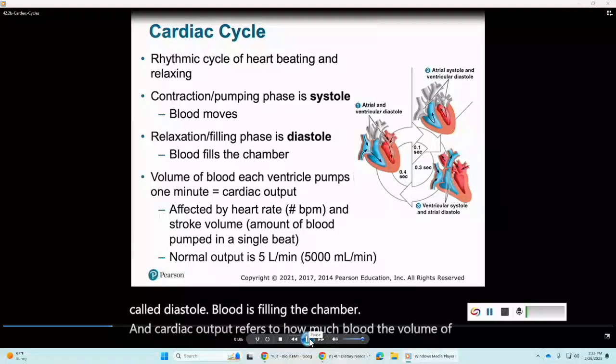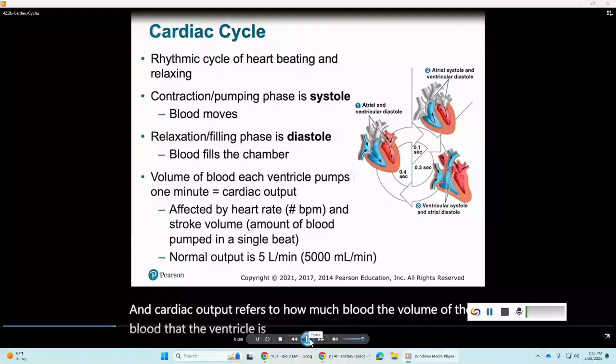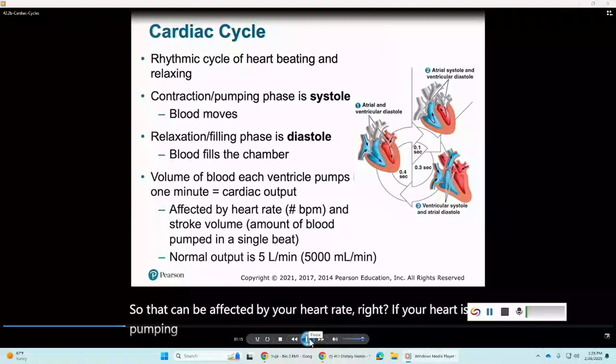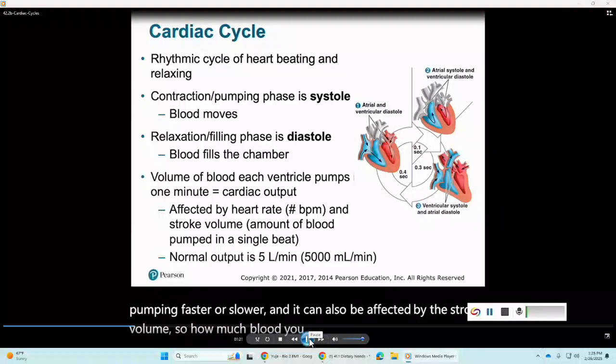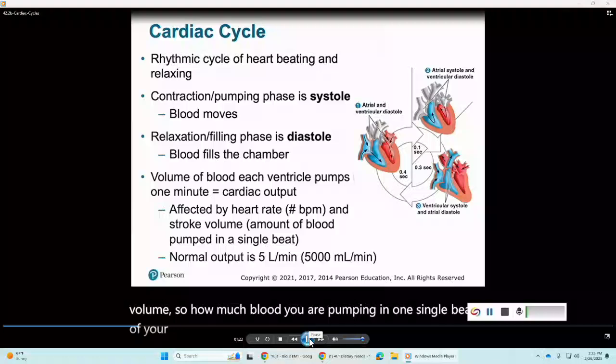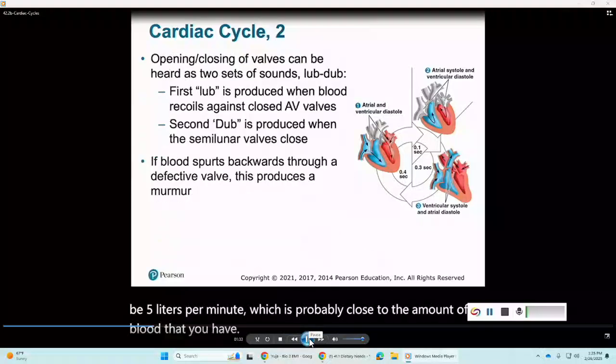And cardiac output refers to the volume of blood that the ventricle is pumping in 1 minute. So that can be affected by your heart rate, right? If your heart is pumping faster or slower. It can also be affected by the stroke volume, so how much blood you're pumping in one single beat of your heart. For most of us, a normal output is going to be 5 liters per minute, which is probably close to the amount of blood that you have.